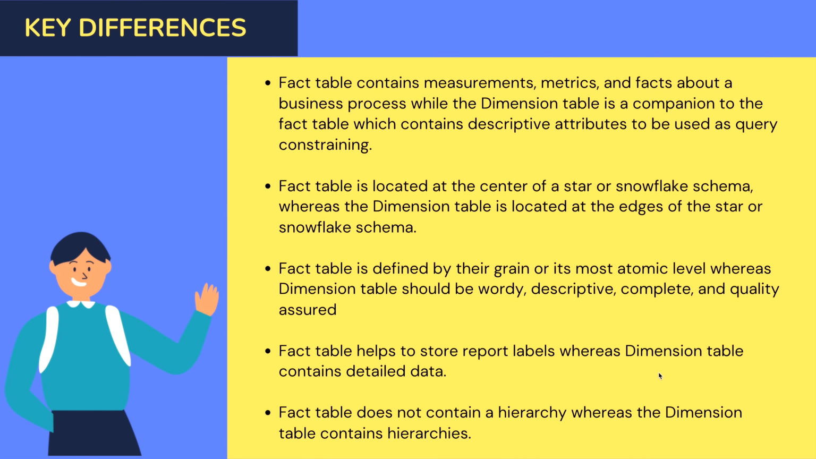The fact table is defined by the grain or its most atomic level, whereas the dimension table should be wordy, descriptive, complete, and quality assured. The fact table helps to store report labels, whereas the dimension table contains detailed data. And lastly, the fact table does not contain a hierarchy, whereas the dimension table contains hierarchies. So these were the key differences between a fact and dimension table.